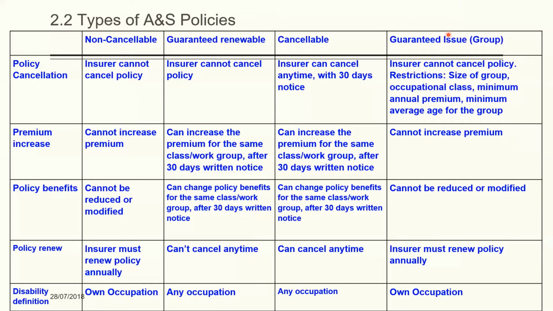Right. So is that clear? These four types. Yes. Good. Okay.